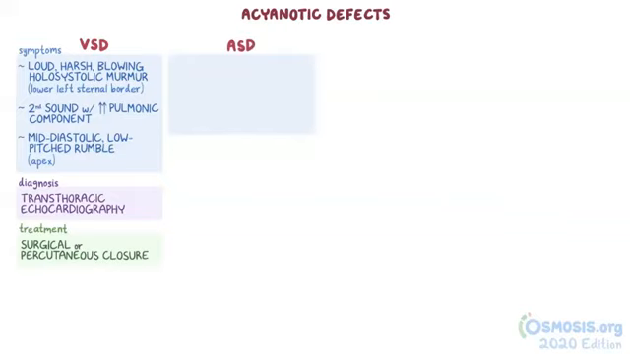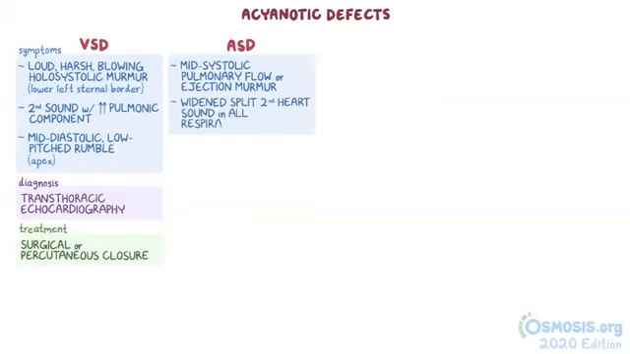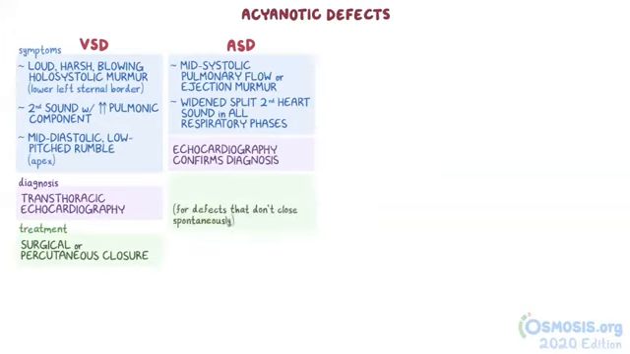Atrial septal defects present a mid-systolic pulmonary flow or ejection murmur and a widened split second heart sound in all respiratory phases. Echocardiography confirms diagnosis, and defects that don't resolve spontaneously in the first year of life require surgical or percutaneous closure.